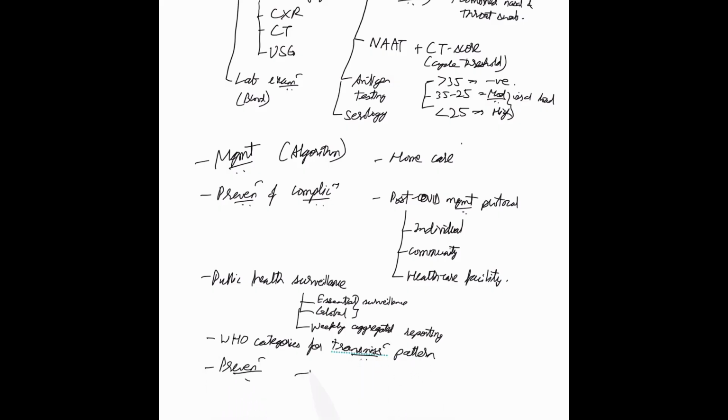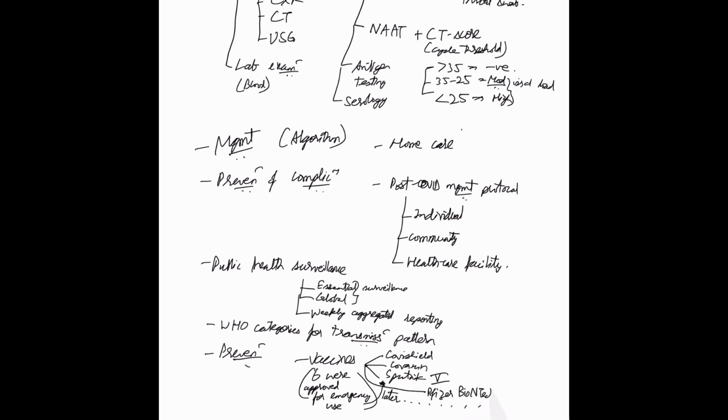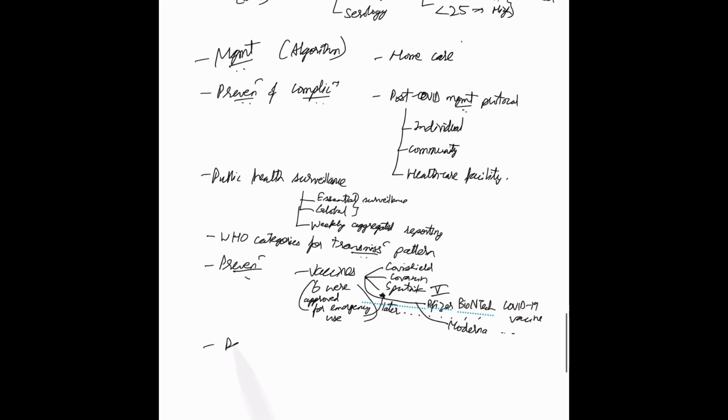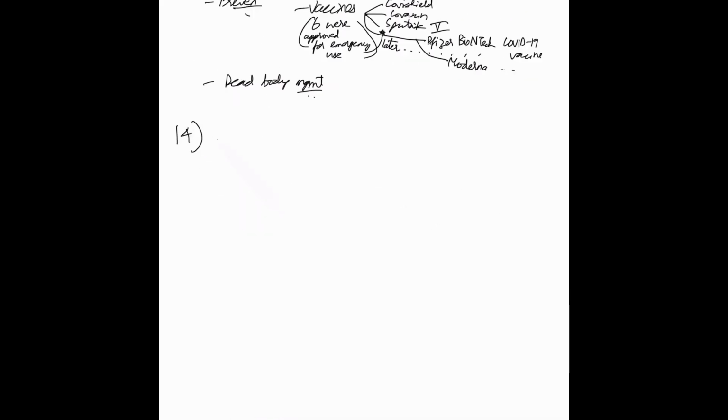6 vaccines were approved for emergency use, and it's only later on that the vaccines we know came into the market. That is Covishield, Covaxin, Sputnik 5, Pfizer BioNTech, and Moderna vaccines. And also a short note on dead body management. The algorithms look scary, but you need to know just two measures under each of the broad headings there.